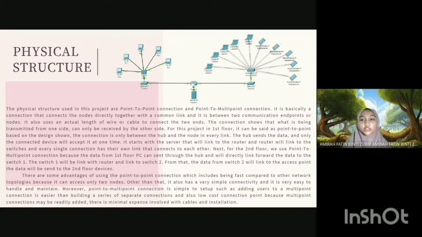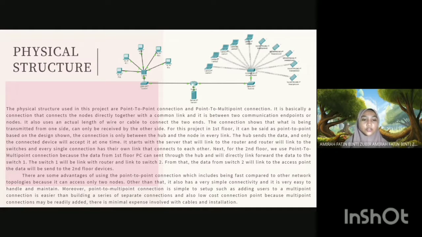Next, for the second floor, we use point-to-multipoint connection because the data from the first floor PCs can be sent through the hub and directly linked forward to switch 1. Switch 1 will be linked with the router and linked to switch 2. From that, the data from switch 2 will link to the access point. The data will be sent to the second floor devices.